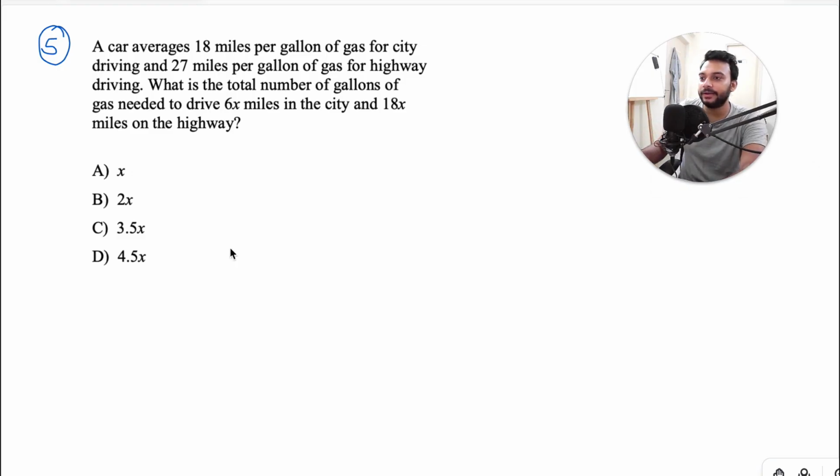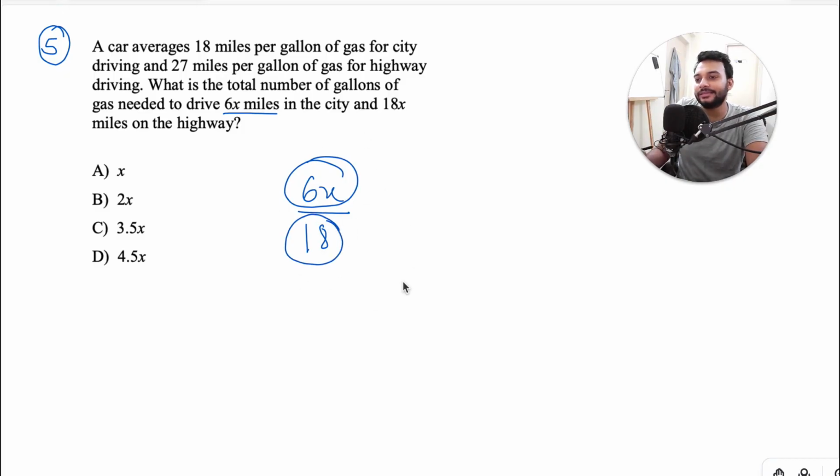That's what they're asking. Okay, so 18 miles per gallon is taken for city driving. In the city they've given us 6x miles. So how many gallons would be needed? 6x over 18. That's the number of gallons consumed for driving in the city, because this is the total distance driven in the city, and this is the number of miles driven per gallon. So this fraction will give you the number of gallons consumed in total.